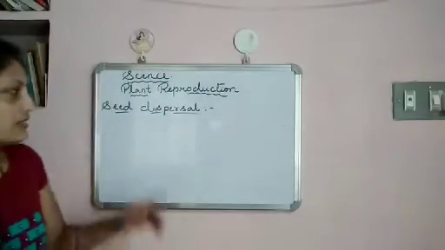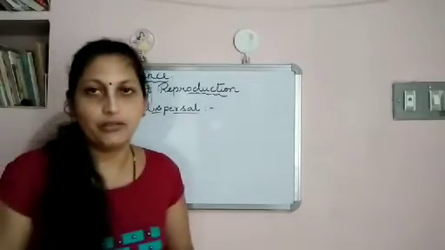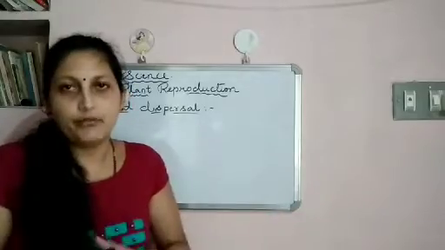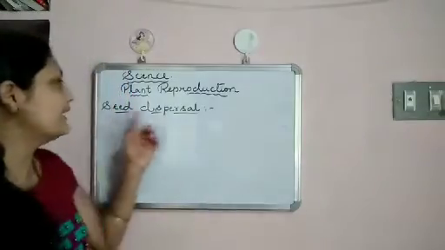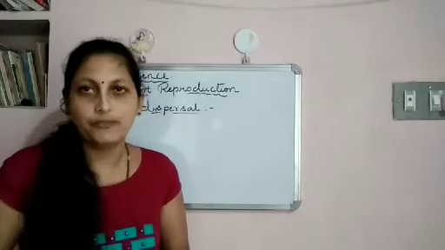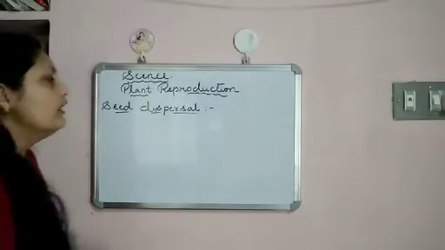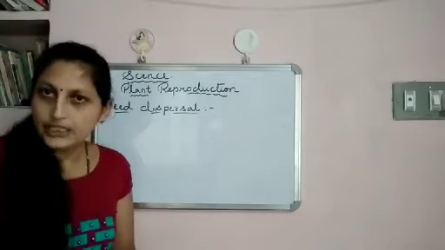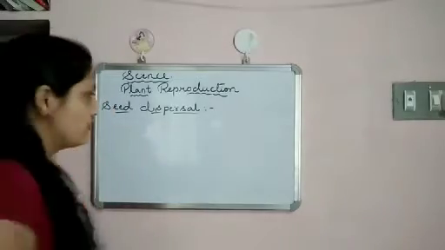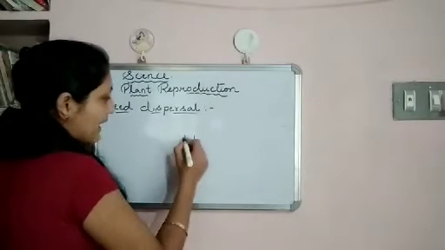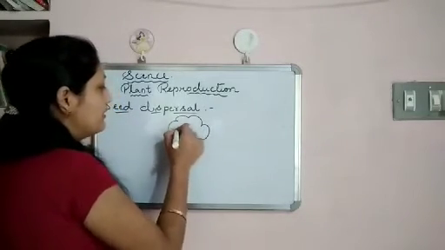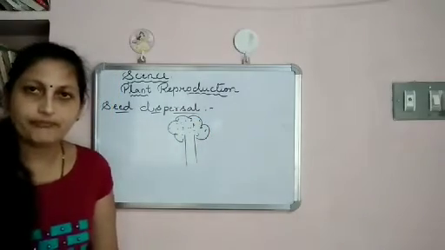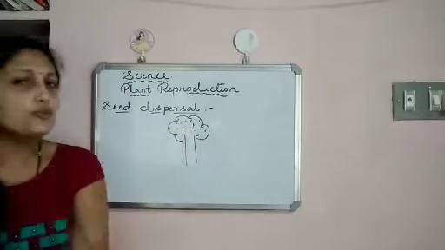Next, let us study about seed dispersal. So what is dispersal? Dispersal means spreading away. So what is seed dispersal? You have learned that after fertilization, the ovule develops into seed and the ovary develops into fruit, isn't it? Take that it is a plant. This plant bears several fruits and seeds. After fertilization, it changes into seed.